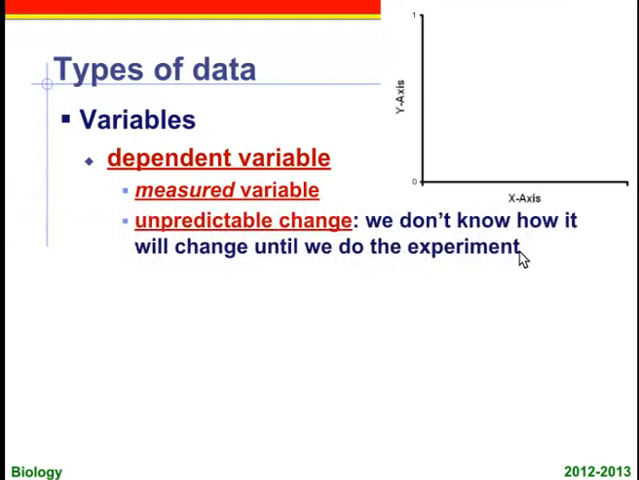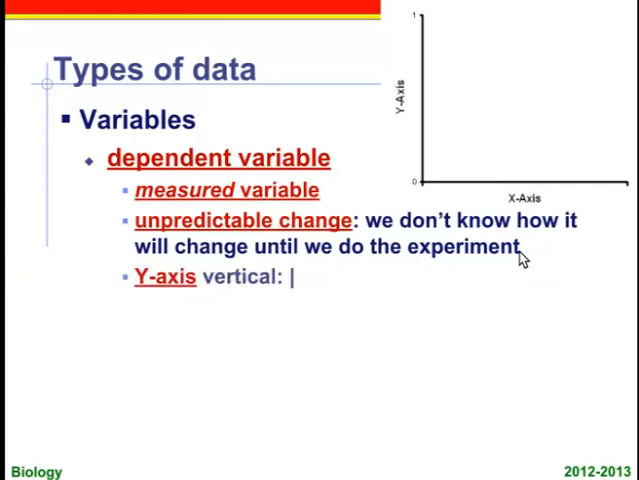Now, because it's the measured variable, we don't know in advance how it's going to change until we actually do the experiment. So when you think about what the variables are in an experiment, try and decide whether it's something that you were looking for or whether it's something you already knew. If you didn't know what it was going to be and you had to measure it or count it or something like that, then it's likely the dependent variable.